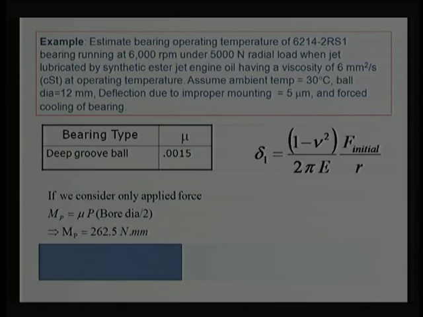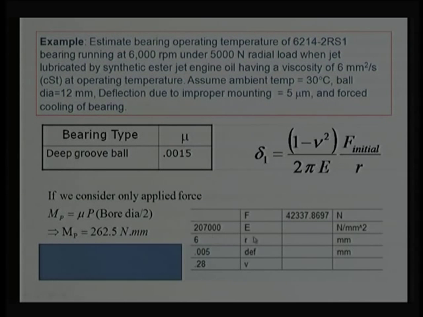Now, think about the preload. What is the preload in this case? It is given as 5 micron over here, the delta F1 is 5 micron. E can be treated as Young's modulus, 207 gigapascal, and R is given over here as 6 mm, since our ball diameter is 12 mm, so R will be 6 mm in this situation. So, what are we going to get? E has been given as 207,000, unit is Newton per mm square. Radius is 6 mm, deflection is 5 micron, and Poisson ratio is 0.28.